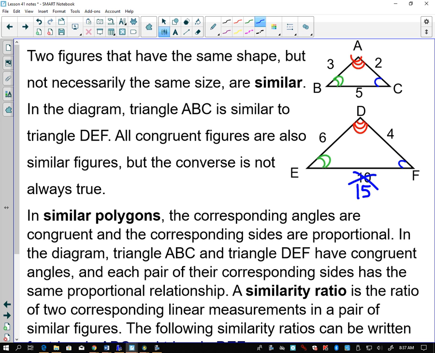Are those figures similar now? No, because they're not proportional all the way across. Okay? So it has to work. All corresponding sides have to have the same proportion. Does that make sense?